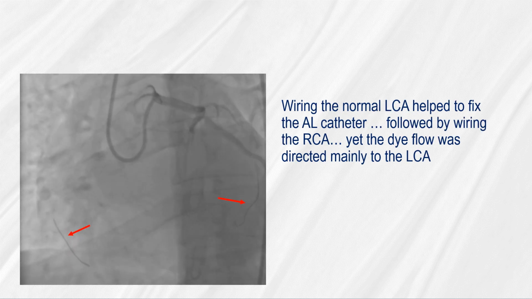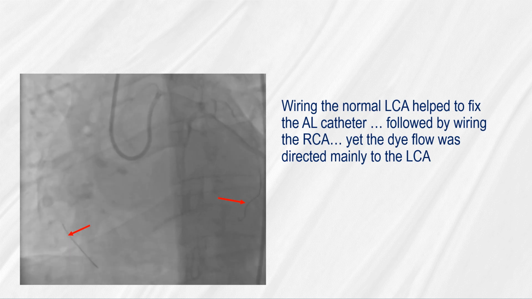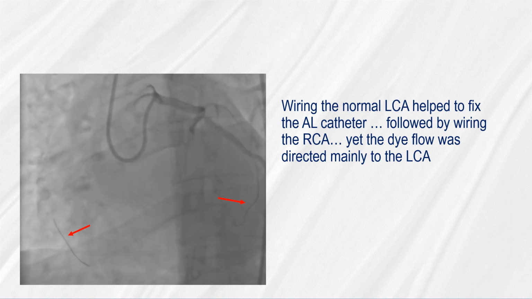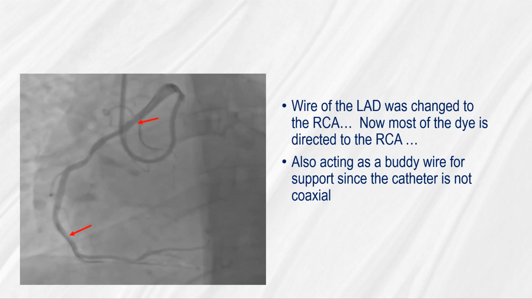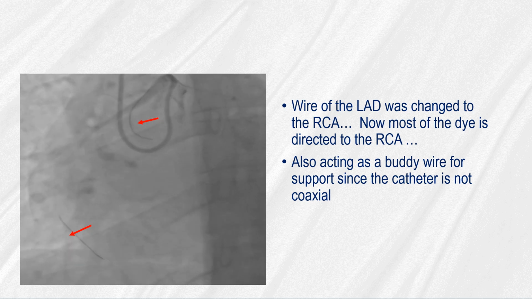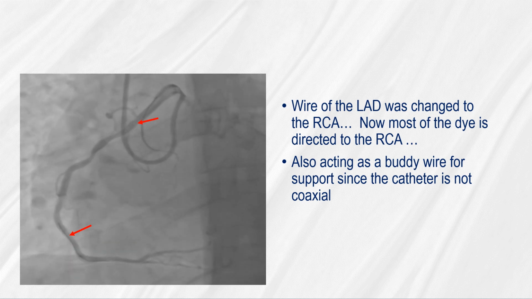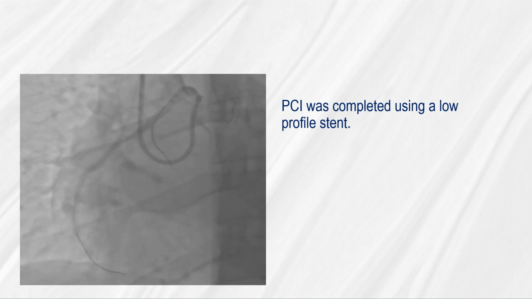Wiring the normal left coronary artery helped to fix the Amplatz left catheter, followed by wiring the RCA, yet the dye flow was directed mainly to the left coronary artery. This was followed by changing the wire of the LAD to the RCA. Now most of the dye is directed to the RCA. Also, the second wire in the RCA acted as a buddy wire for support since the catheter is not coaxial, and PCI was completed using a low-profile stent.